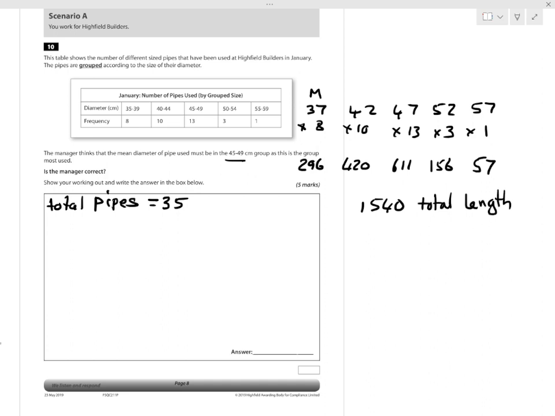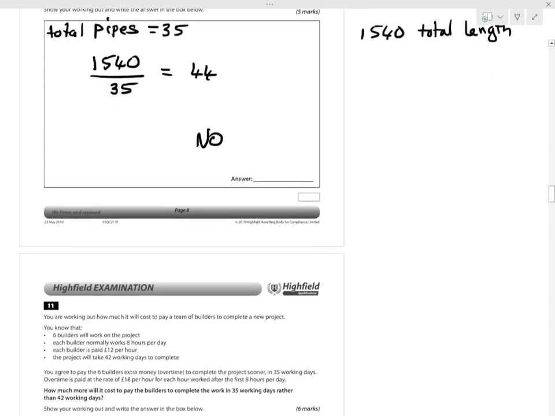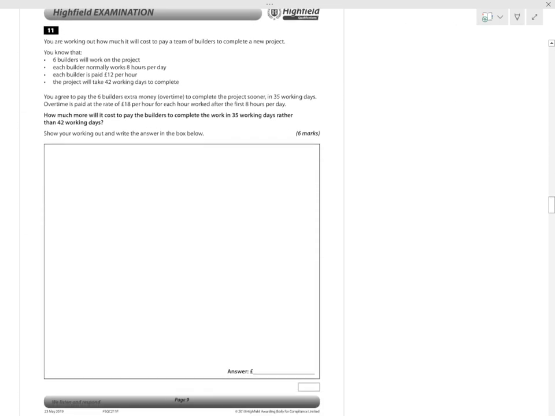So to find the mean, we're going to do 1540 divided by 35, which is 44. 44 goes in that one. And so the answer is no, because it's in a different one. It's in a different one. My goodness, look how much this is.